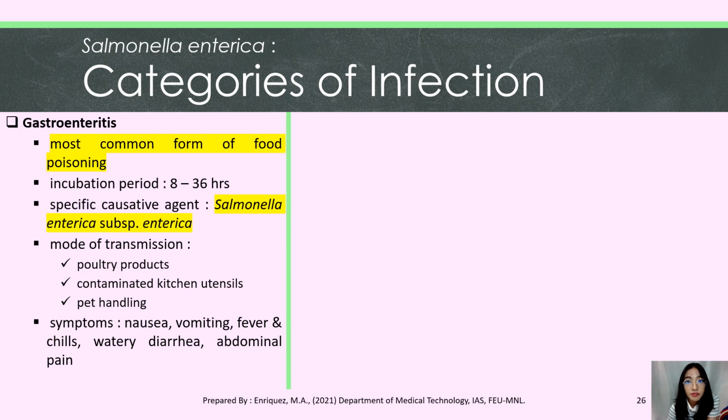2 categories of infection. First is gastroenteritis, commonly termed as food poisoning. So listed here are its modes of transmission and clinical manifestations.